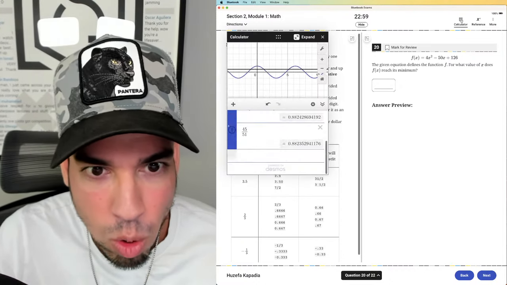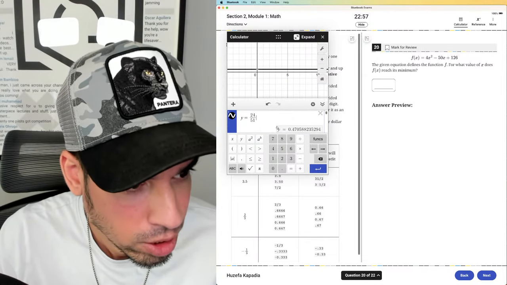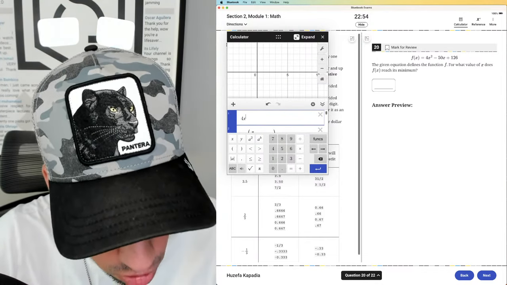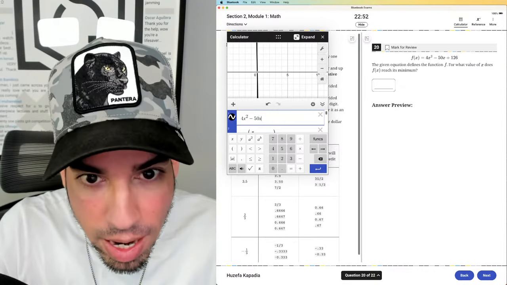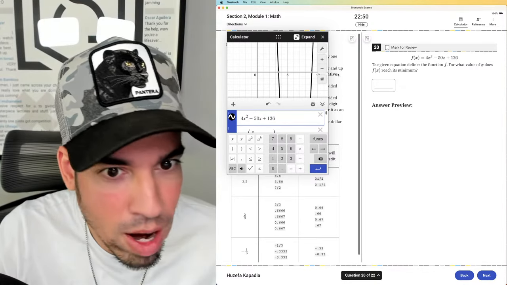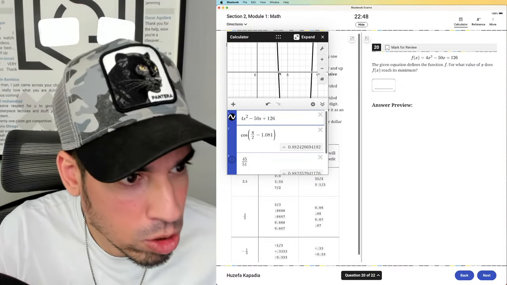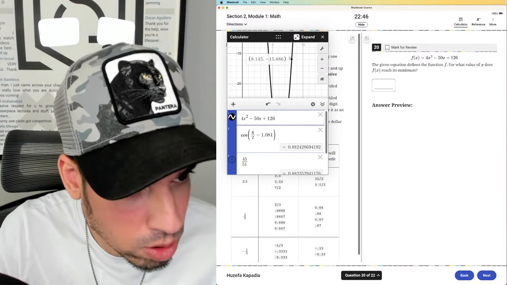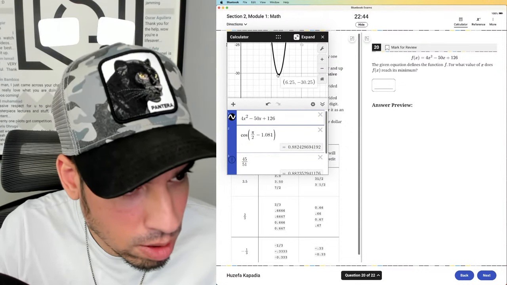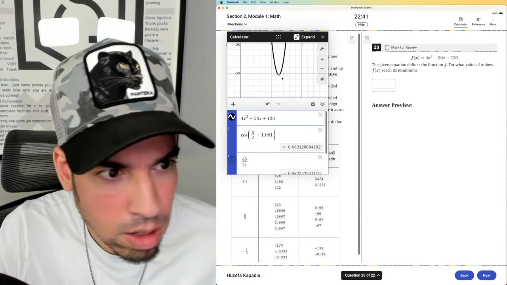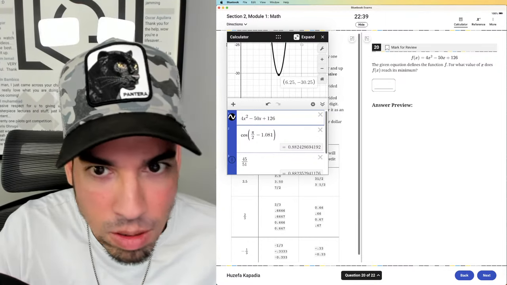Reach its minimum. Of course, you can use a calculator here. So check it out. 4x squared minus 50x plus 126. Again, I'm just graphing it. For what value of x does it reach its minimum? Where's the minimum? Let's find it. Boom. Scroll down. And we got a minimum right here. And what's the x value? 6.25. Boom. Done. All right.